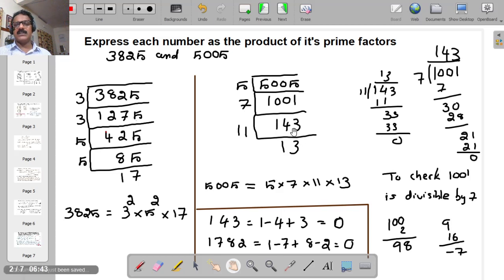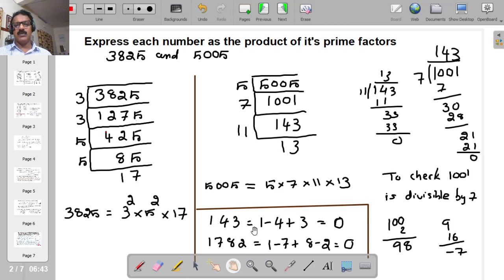Now we have to check the divisibility of 143 by the next prime number available, which is 11. How to check the divisibility of a number by 11? The procedure is this. We will be finding the sum of the digits of the number, but one difference is that we will be considering the even digit as negative. So we will be finding the sum in such a way that we will be multiplying all even digits by -1, and then we will find the sum of the digits.